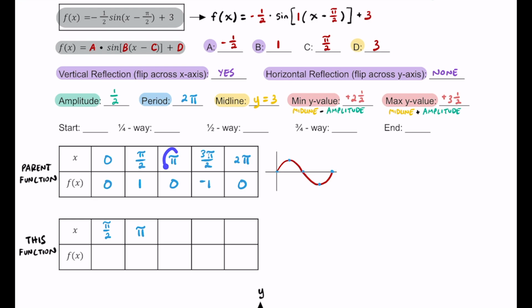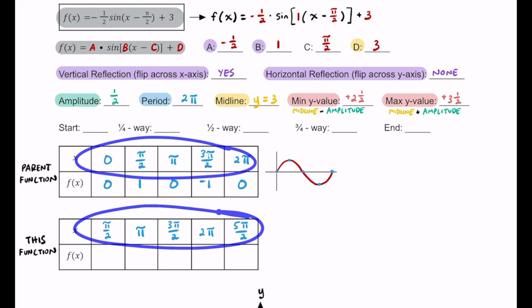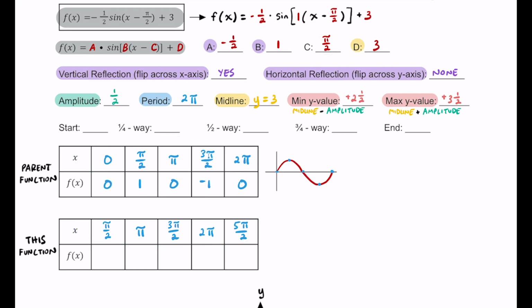After that, we're going to take this pi, add pi over 2, that's going to be 1.5 pi, or 3 pi over 2. Then adding 3 pi over 2 plus pi over 2, that's going to be 4 pi over 2, or just 2 whole pi. And then finally, 2 pi plus pi over 2, that's 2.5 pi, or we can write it as an improper fraction of 5 pi over 2. So to get from all these original x values from the parent function to these new x values, we just shifted them all to the right pi over 2 units because c was positive pi over 2.